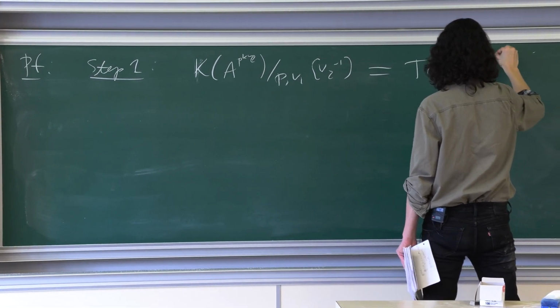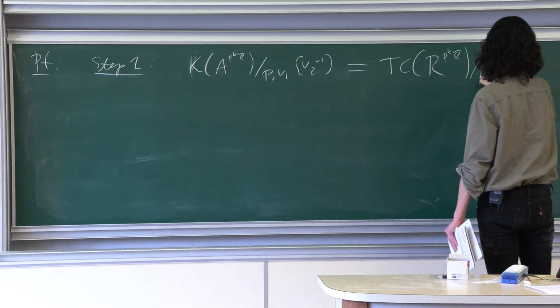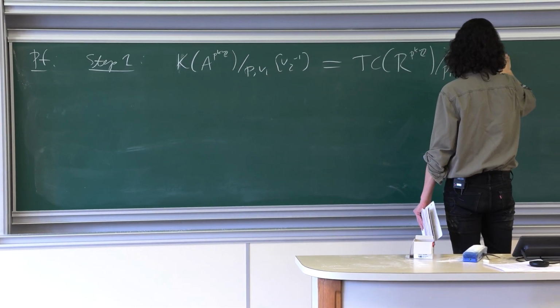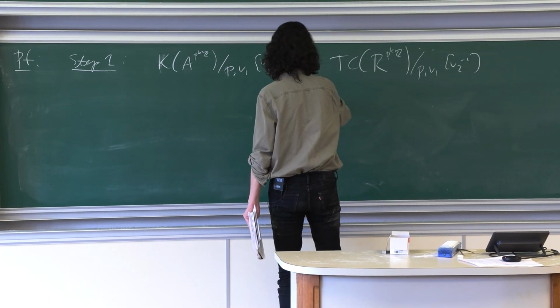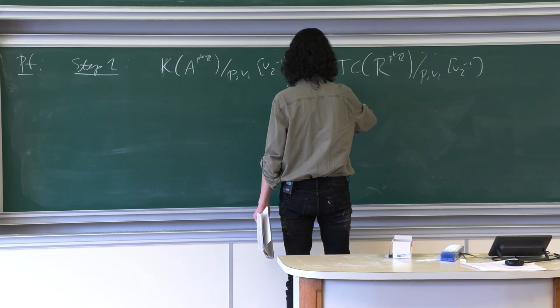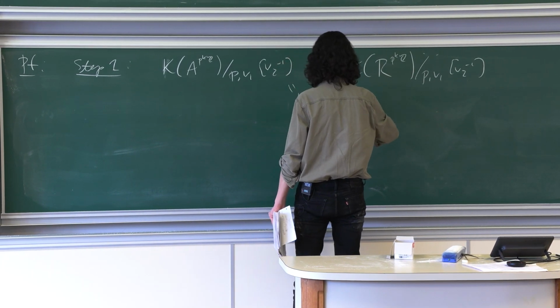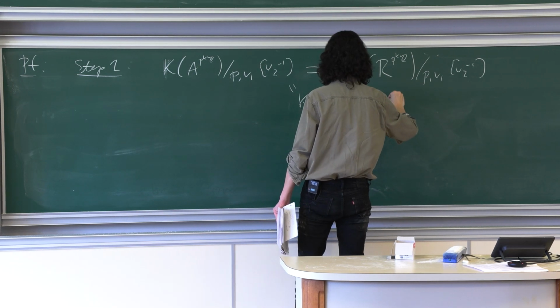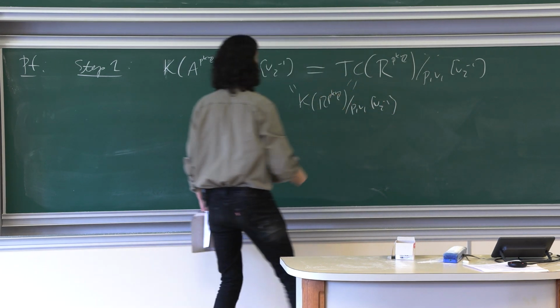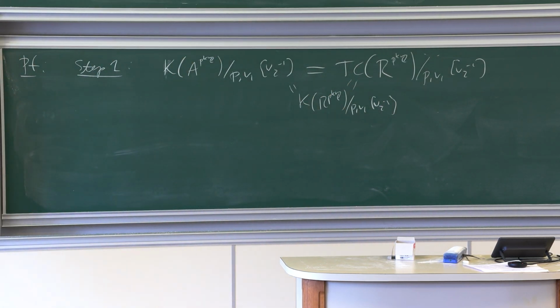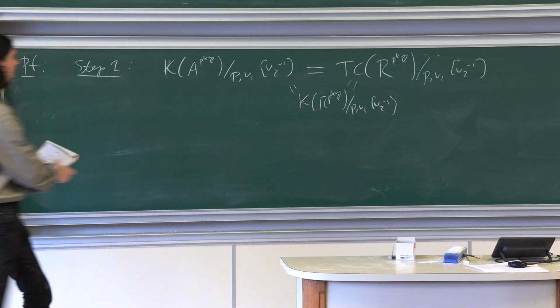So we have this connective guy, then we take fixed points, and we use TC instead of K theory. And of course, this is going to go through K of R, P to the KZ, mod P V1, V2 inverse. So that's where the natural maps are, yeah.